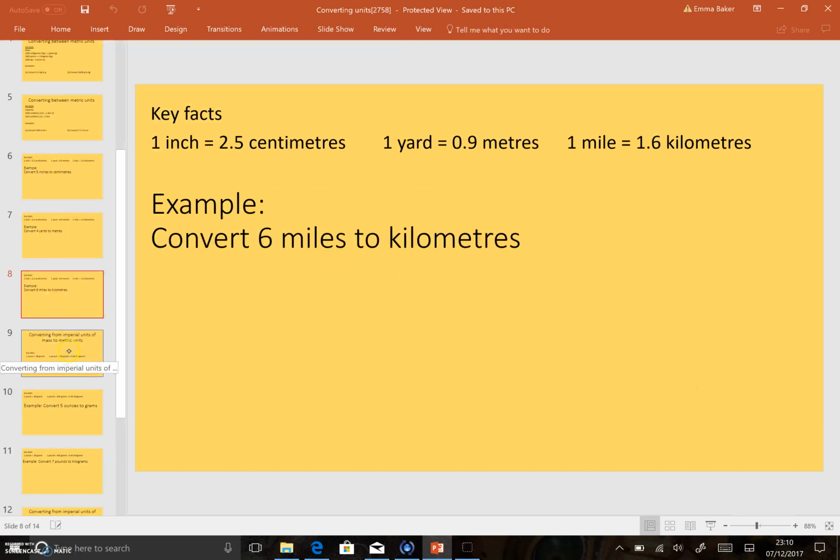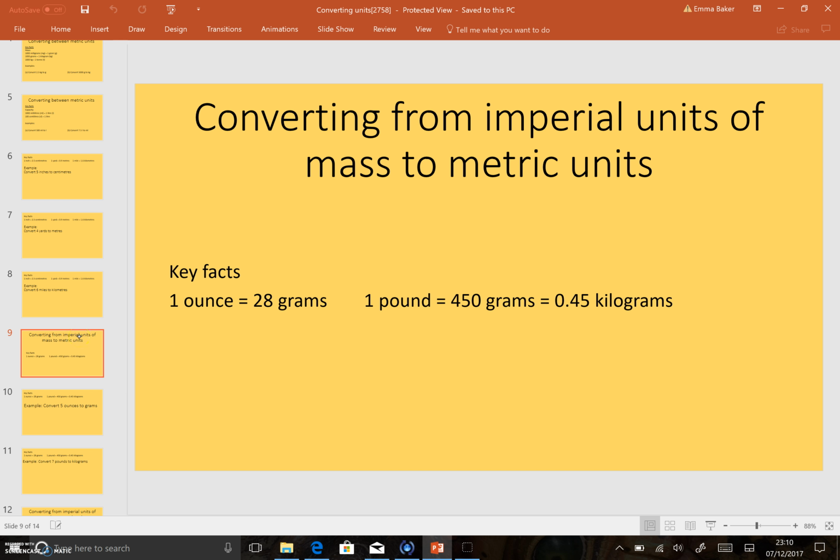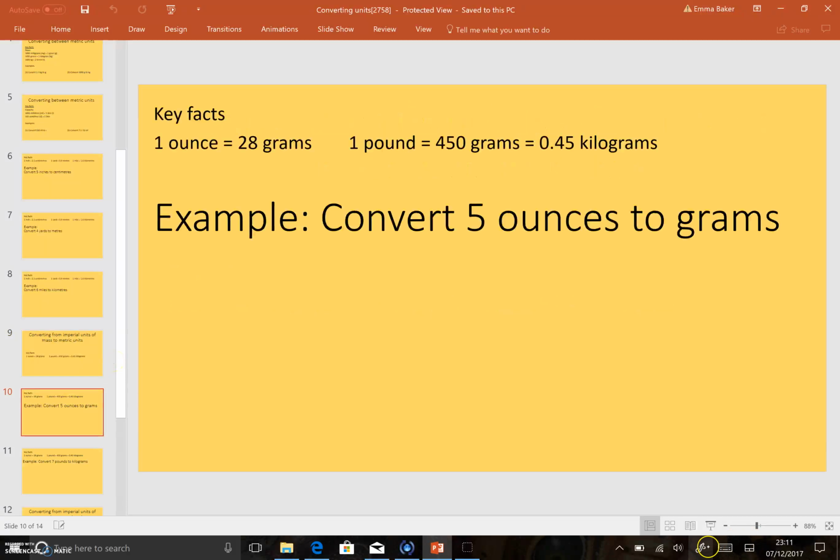All distances. We can also do this for imperial units of mass, okay? So imperial units of mass would be ounces or pounds or even stones sometimes, okay? So our key facts here are 1 ounce is 28 grams, and then 1 pound is 450 grams, and you know from when we converted between metric units that 450 grams is the same as 0.45 kilograms. So let's have a look at some examples together.